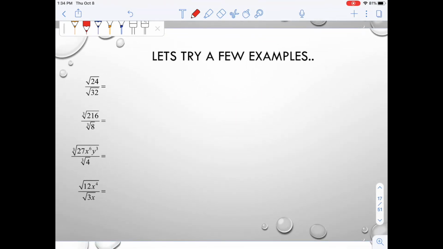So I've got a couple more examples for us to try, right? At this point, it's probably going to be helpful to maybe have a calculator sitting next to you so you can double check some things as you go through, all right?